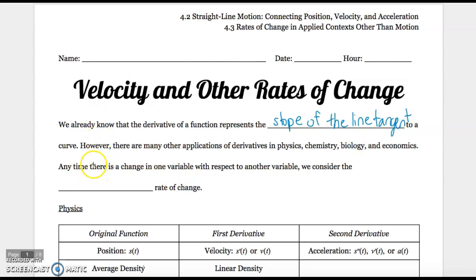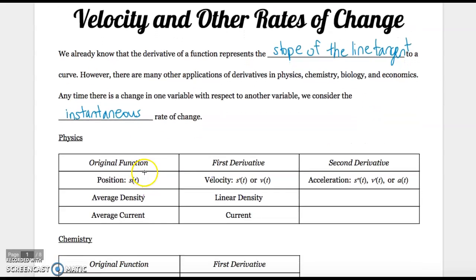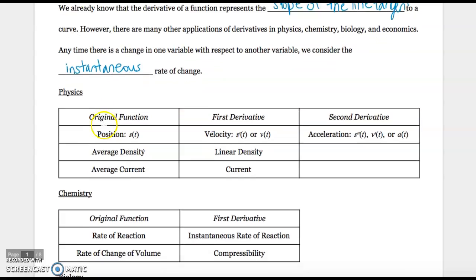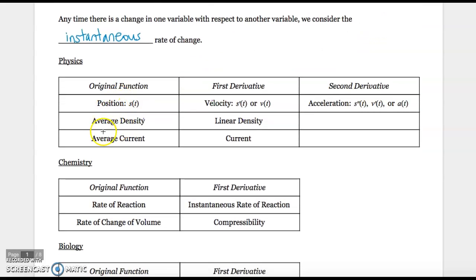And now that we can put it in a context, anytime there is a change in one variable with respect to another variable, we consider the instantaneous rate of change. In some topic areas, they have specific names. So in physics, and the one that we'll be working with the most today, we will be looking at position, velocity, and acceleration functions and how they relate to each other.